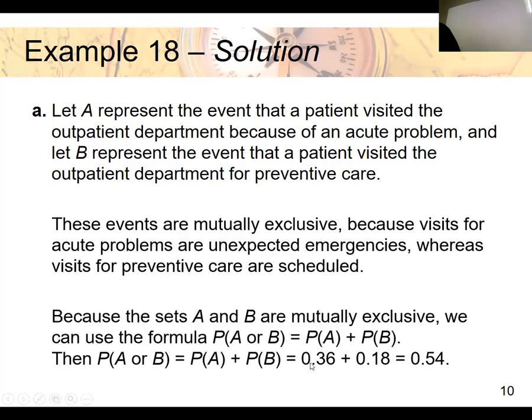So we just simply add the two probabilities together. The probability for the person visiting for an acute problem was 0.36, and for preventative care, that probability was 0.18. So we just add the two probabilities together, you'll get 0.54. So that represents the probability of a patient visiting because of an acute problem or for preventative care.